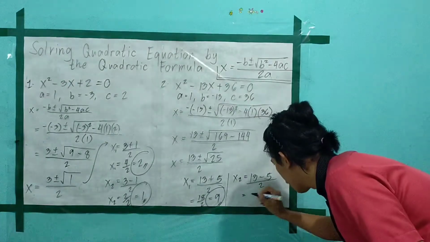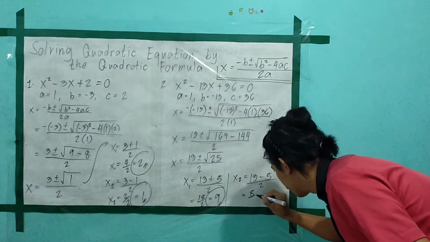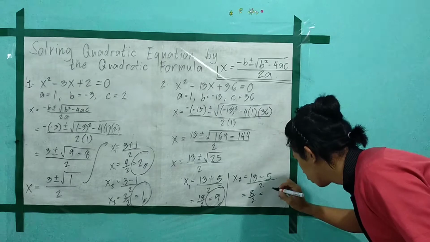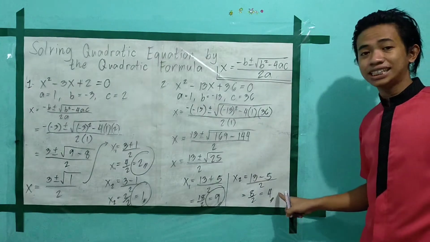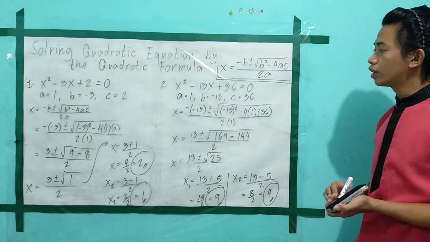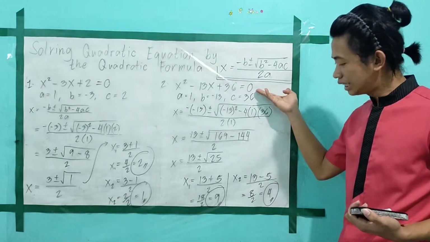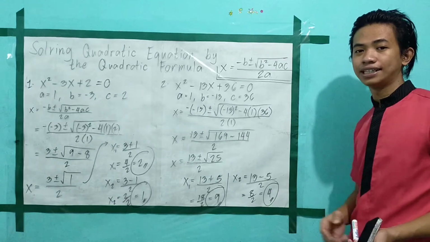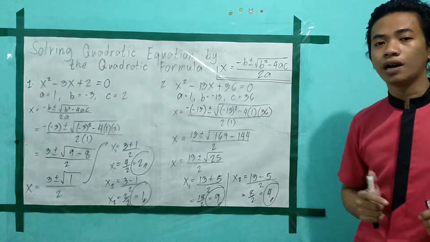For x sub 2, we have 13 minus 5. We have 8. Divided by 2. So, 8 divided by 2 is equal to 4. So, our second solution is equivalent to 4. And therefore, the solution in this given problem or in this given equation is 9 and positive 4. Gets? Okay, next problem tayo.